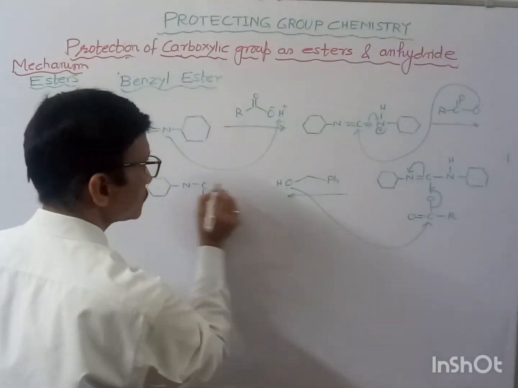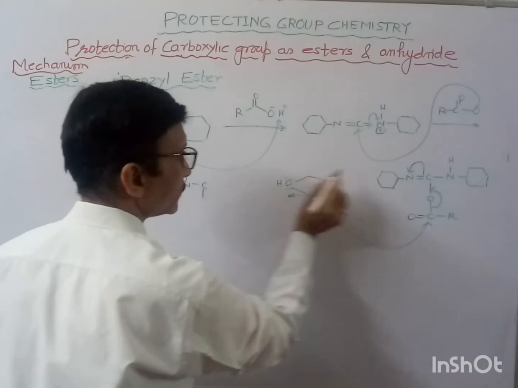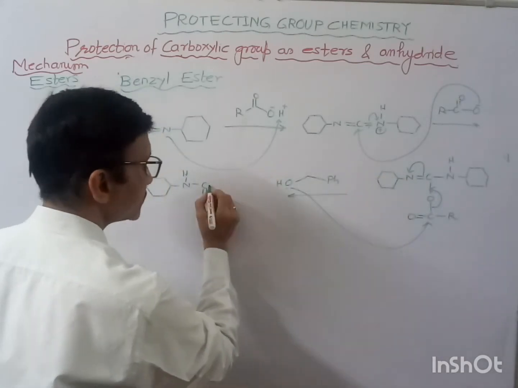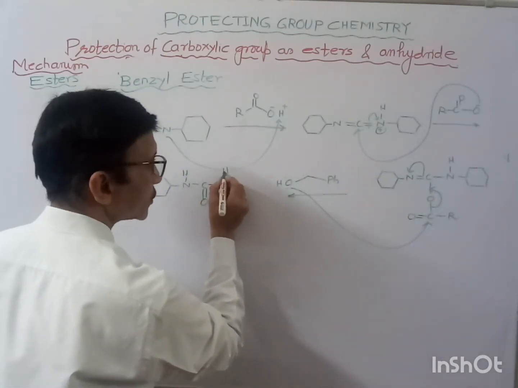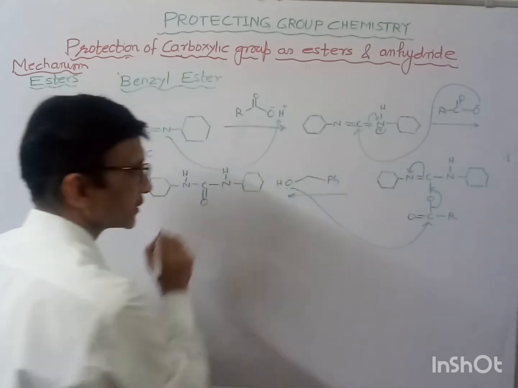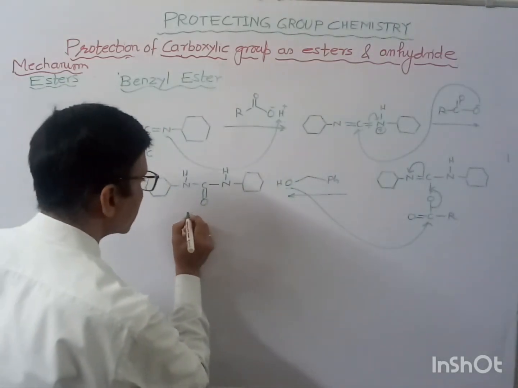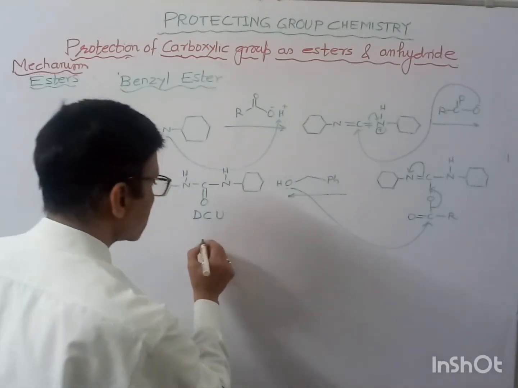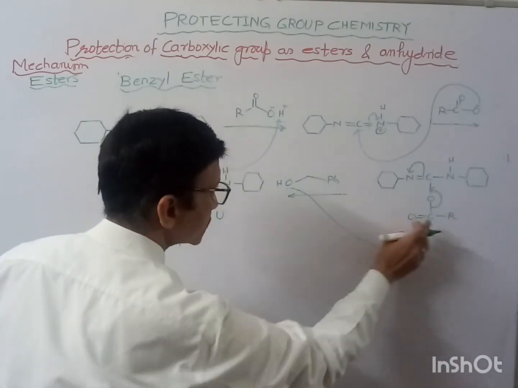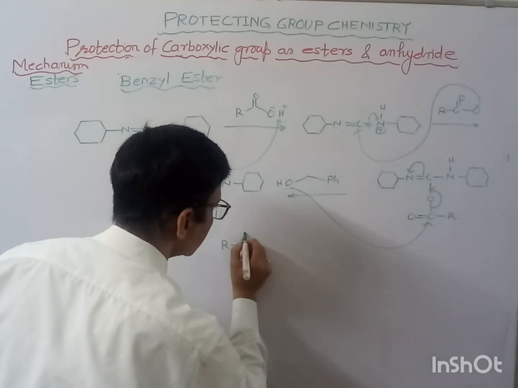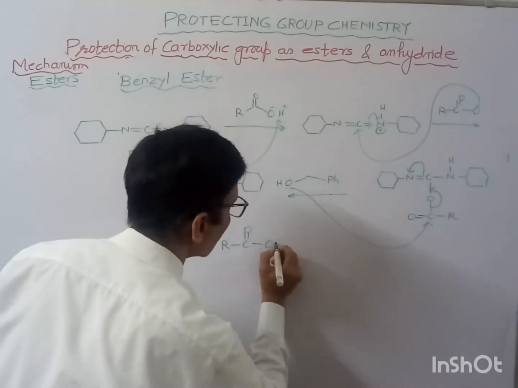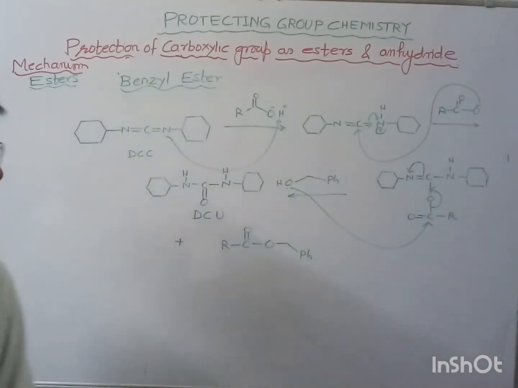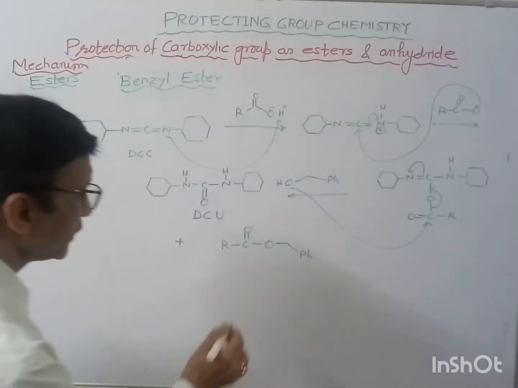So this H will come over here and this is C double bond O. We will get C double bond O and H. Okay, so we will get this dicyclohexyl urea, DCU, plus we have got this RCO and this O. So we have got this benzyl ester and now that can be deprotected.